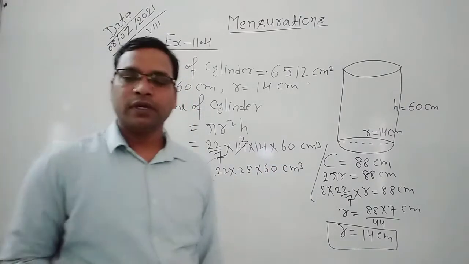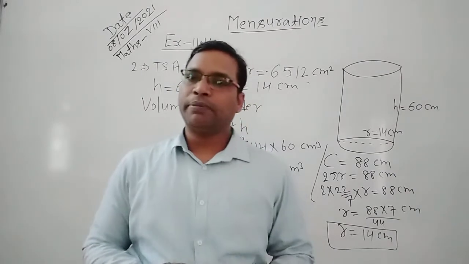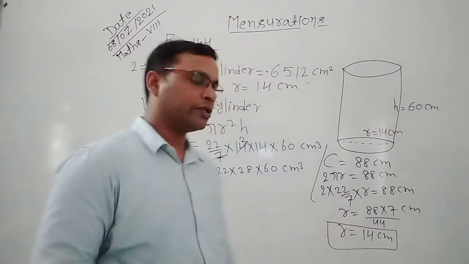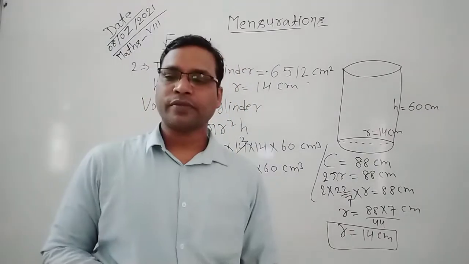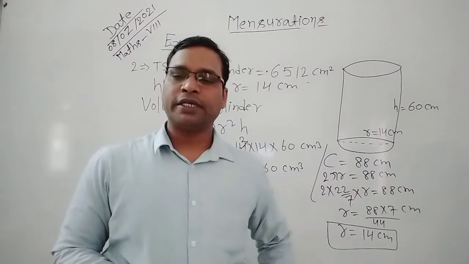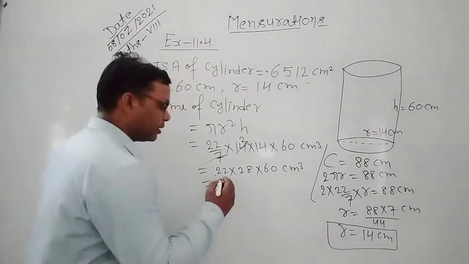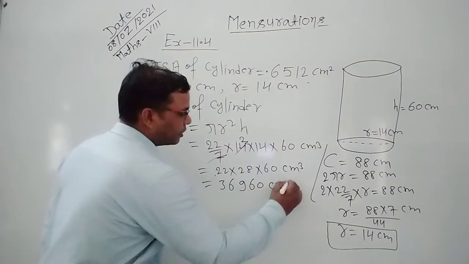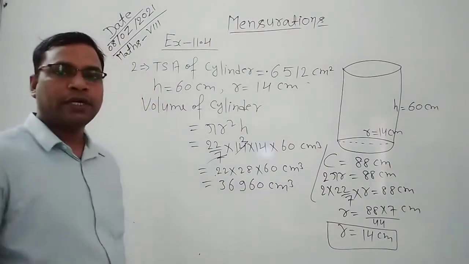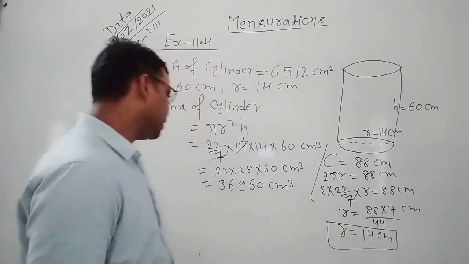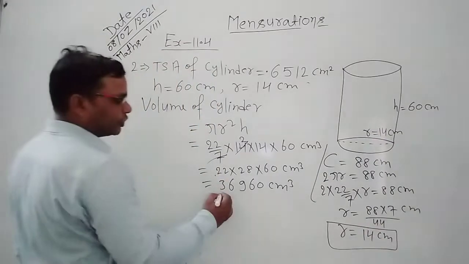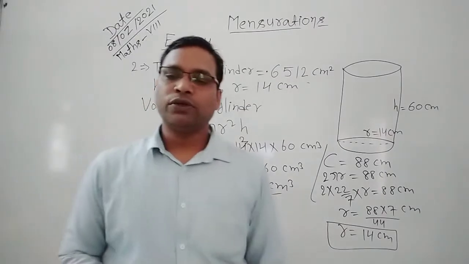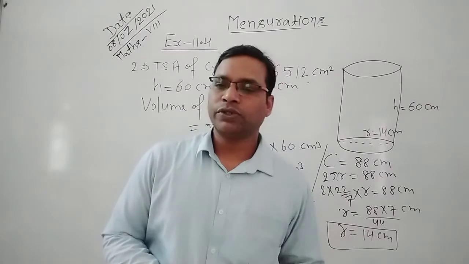This is clear? Now, if you multiply it, then you get 36,960 centimeter cube. This is clear? So student, in this way you find the volume of cylinder. This is equal to 36,960. So I hope all of you understood this question.